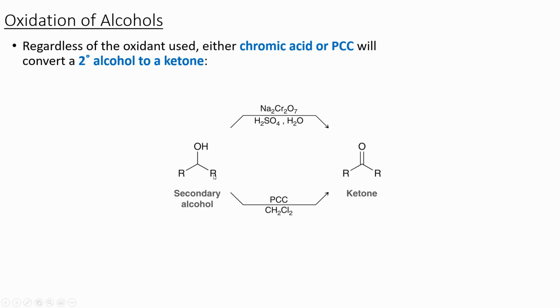If we have a secondary alcohol, we don't have to worry about over-oxidation because it can only go up to the ketone. It's already forming two bonds with carbon. Those bonds won't be broken. So we can use the Jones conditions or the PCC conditions to convert a secondary alcohol to a ketone.